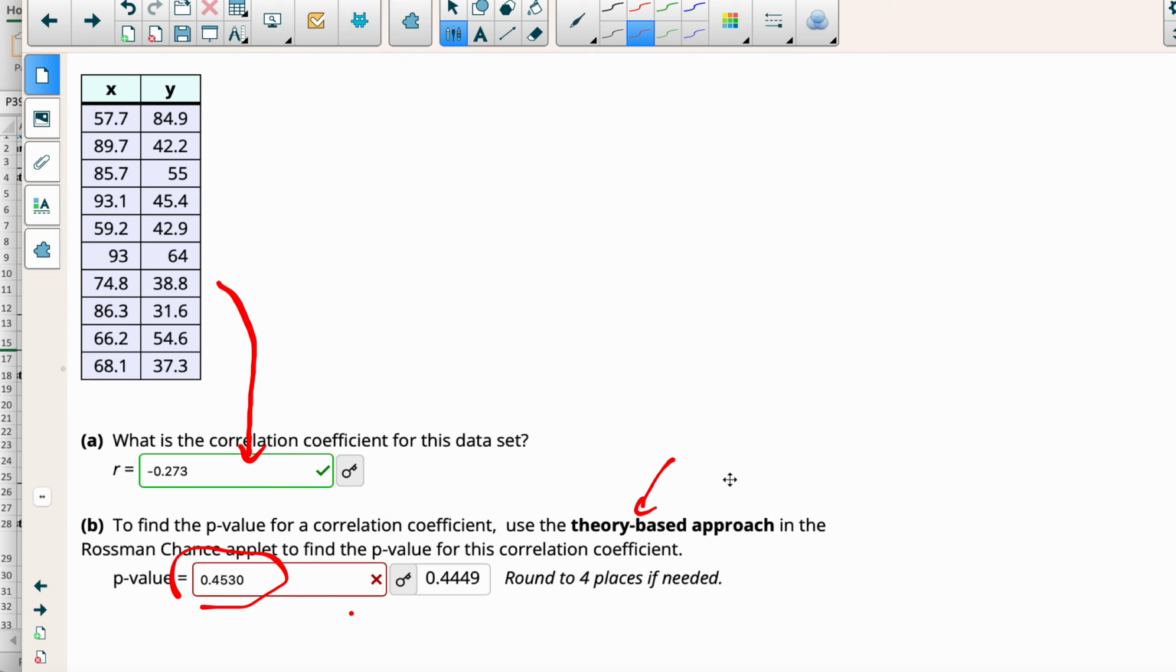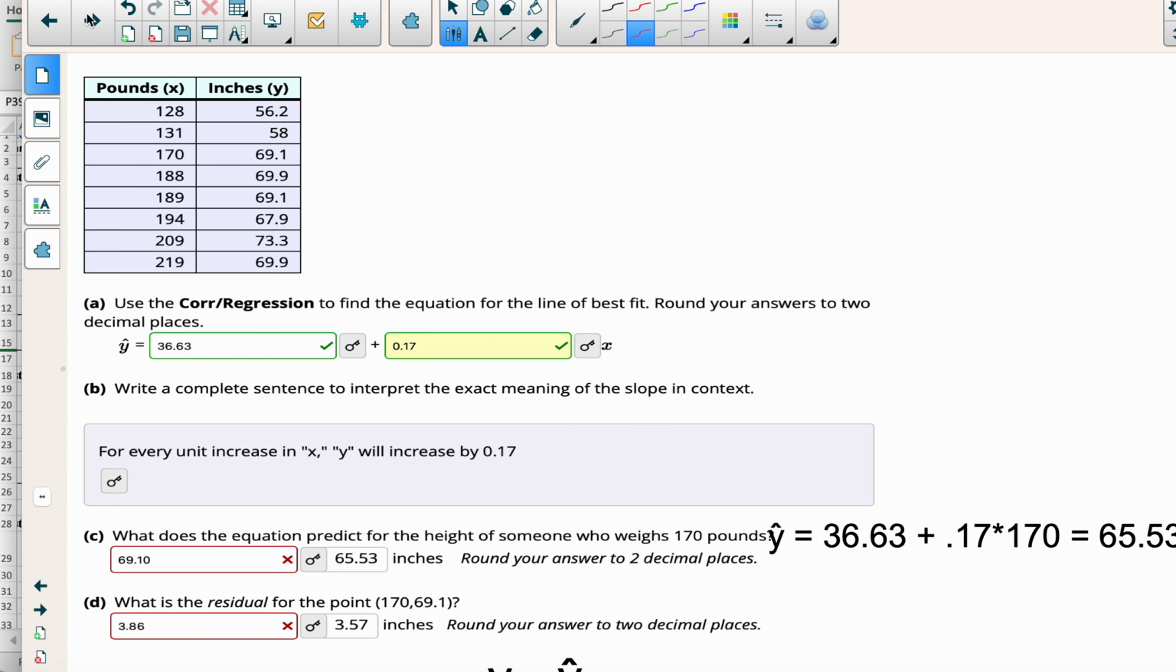Okay, so that's what you need to do for this type of problem. When it says theory-based, we're going to use a t statistic. All right, and let me go to the last one that you had. I actually ended up going back and giving you credit for this. It wanted it in context. So what you have here is correct.